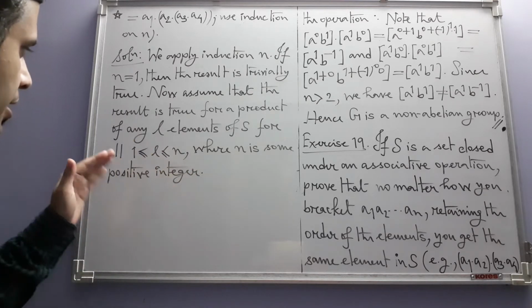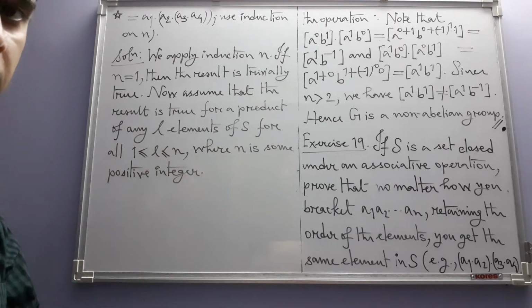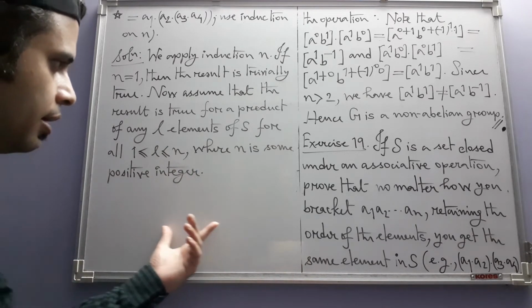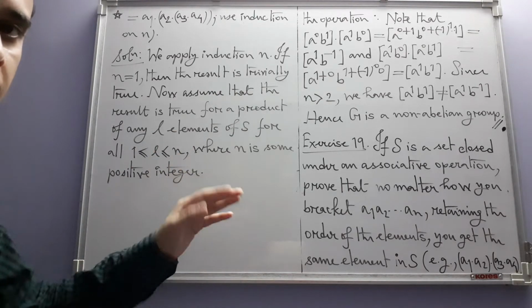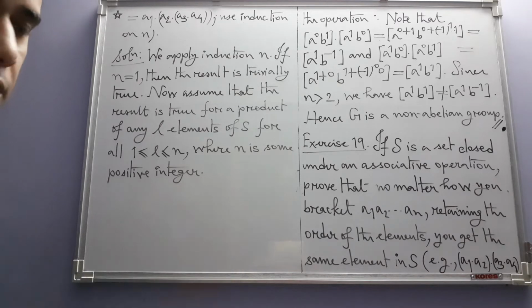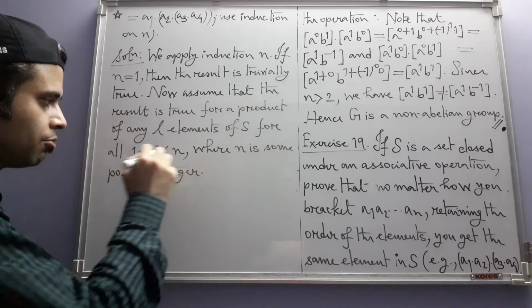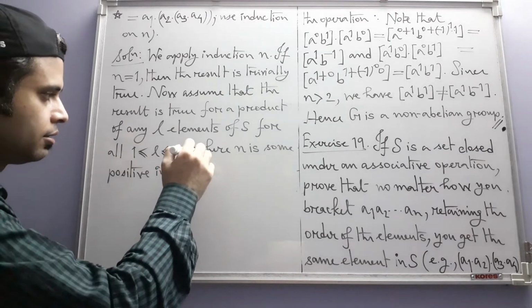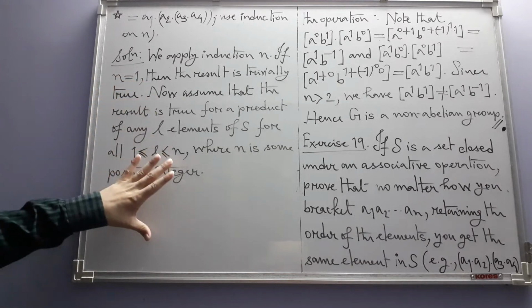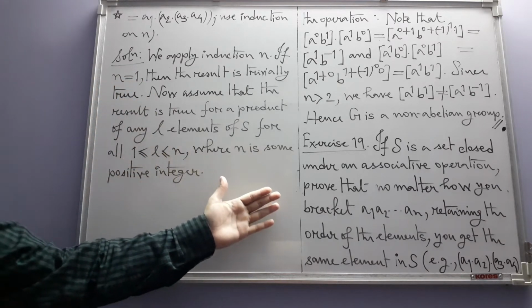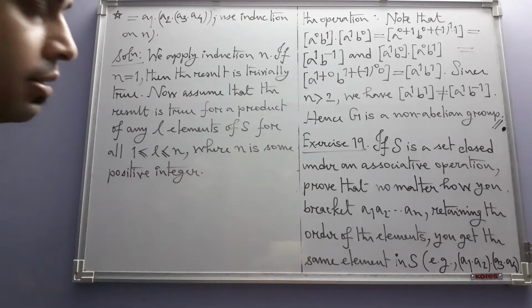So what we are saying here is that the result is true for a product of any L elements from S. If you take L elements from S and you decide to bracket them in any way, you are going to get the same element of S back. And L itself can take value from 1 through n, where n is some positive integer. Now based on this assumption, we have to prove that the same is also true for a product of any n plus 1 elements in S.